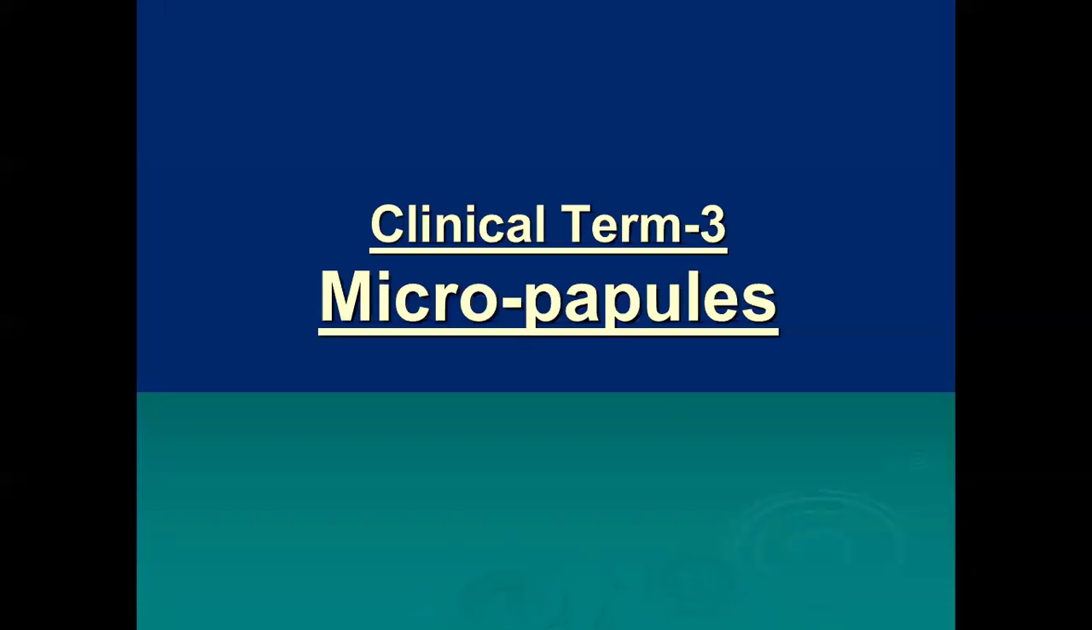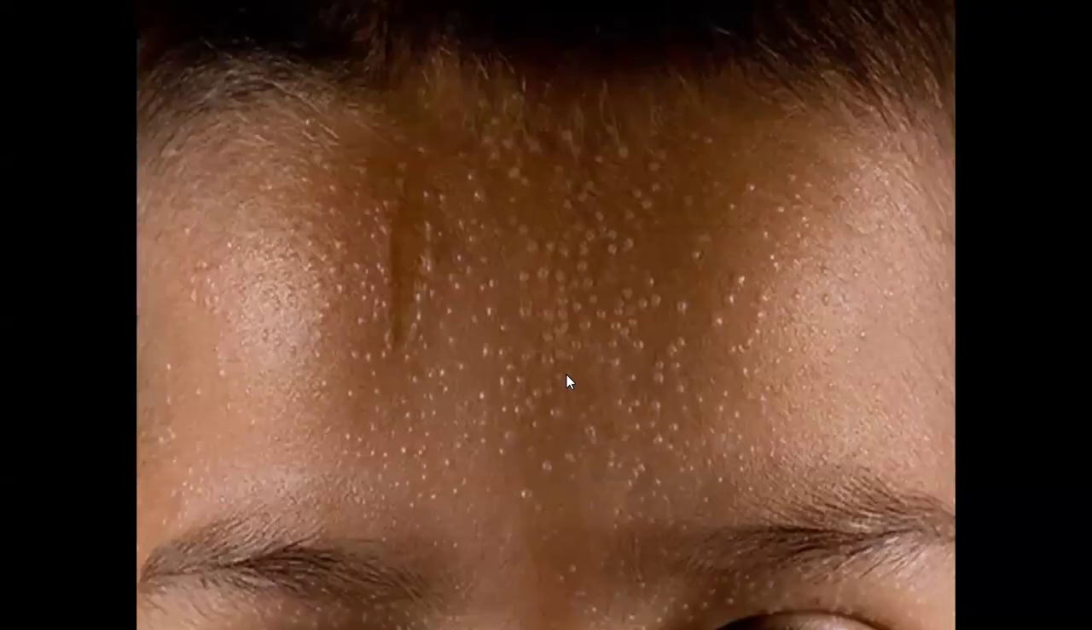So the third term I'm going to discuss today is micropapules. There are several skin conditions that are associated with small papules. By micropapules, I mean papules which are less than half a centimeter, or less than 5 millimeters in size, and they are usually skin colored. So you can see these kinds of small skin-colored papules on the face. There will be many differential diagnoses, but one of the commonest causes here would be lichen nitidus.